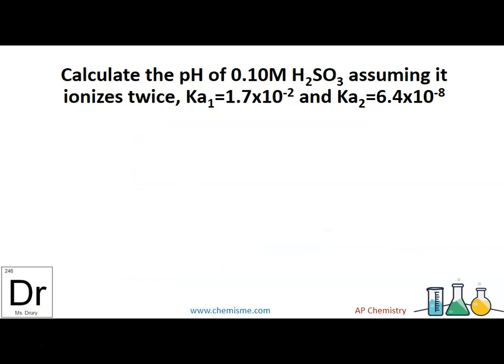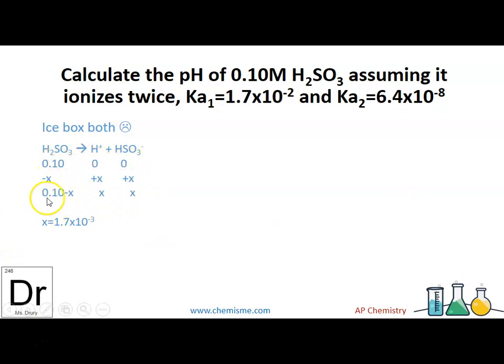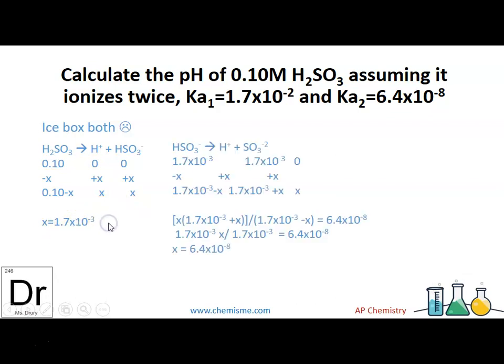Let's try that again for H₂SO3. You notice H₂SO3 is a weak acid because it has fewer O's. And therefore it gave you 2 Kas. That means we'll have to do, unfortunately, 2 iceboxes. So the first time it loses its ion, it was 0.1 molar. It loses its ions and it shifts to the right like a normal icebox. The X is 1.7 times 10 to the minus 3 when you solve for X by doing icebox.